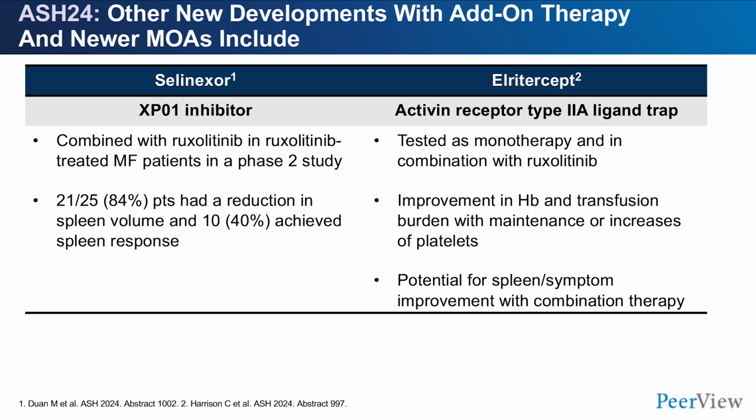And then it's back to the activin receptor type 2A ligand trap. That was tested as a monotherapy and in combination with ruxolitinib, so elritercept, improvement in hemoglobin and transfusion burden with maintenance or increases in platelets.